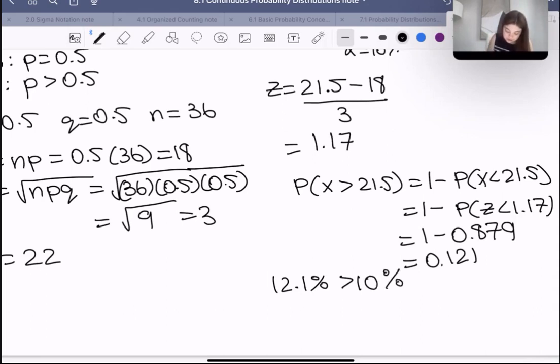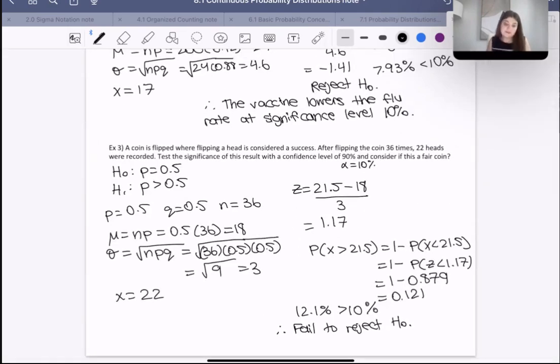So therefore, what do we do? We're going to reject the null hypothesis, right? Or sorry, we're going to fail to reject. My apologies. We're going to fail to reject our null hypothesis. So basically, there is not enough evidence to suggest that the coin is an unfair coin. Now, that doesn't necessarily mean that it is a fair coin, so I wouldn't say the conclusion is that it's a fair coin, but there is not enough evidence to strongly suggest to us, based on this confidence level, that it is not a fair coin.